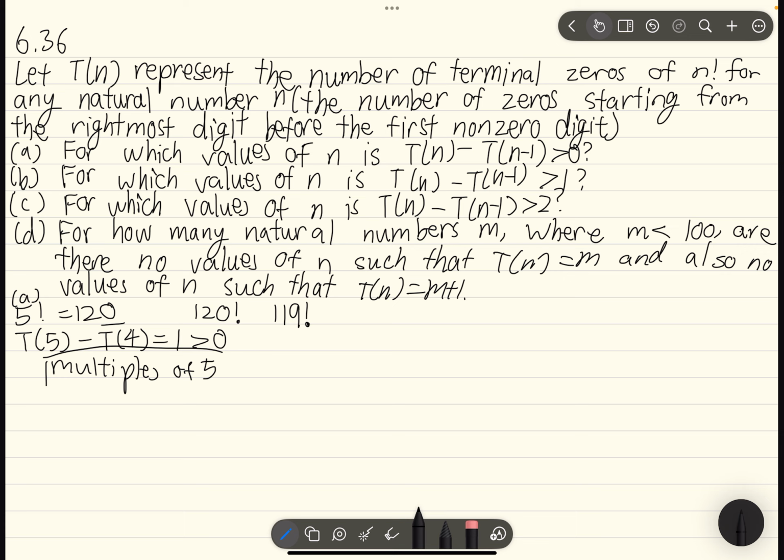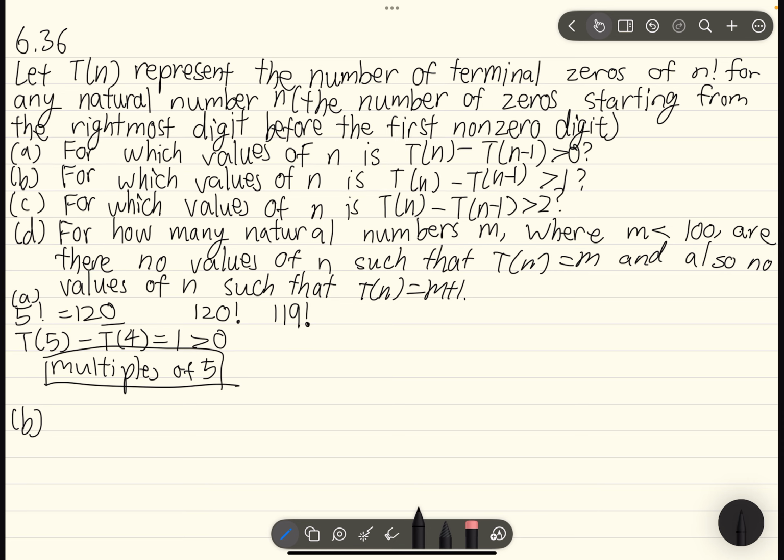So all these multiples of 5, 10, 15, 20, 25, 30, 35, 40, because all of these multiples of 5 have obviously a factor or more factors of 5 in them, which then leads to more pairings of 5 times 2's, which is more 10s, which is more terminal zeros.